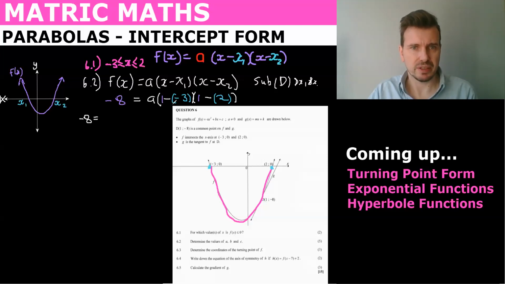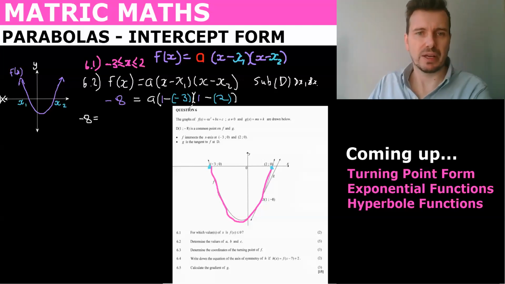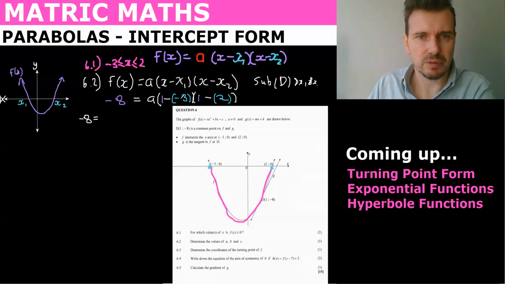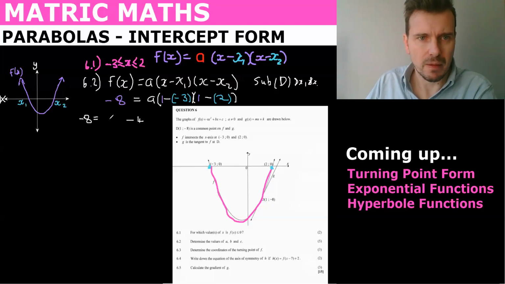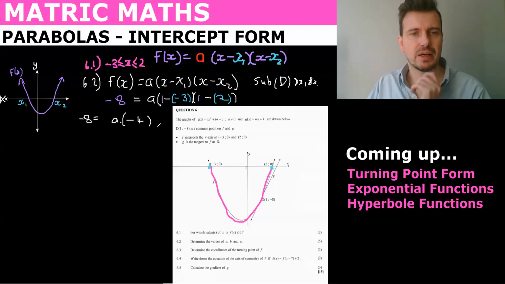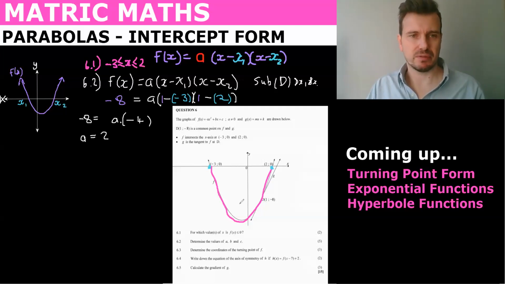So then A is going to be 4 multiplied by minus 2. It's going to be minus 4, yeah. So A is negative 4. Now we divide through by negative 4. So we get A is equal to 2, which makes sense because it's a happy face graph. So A must be positive.